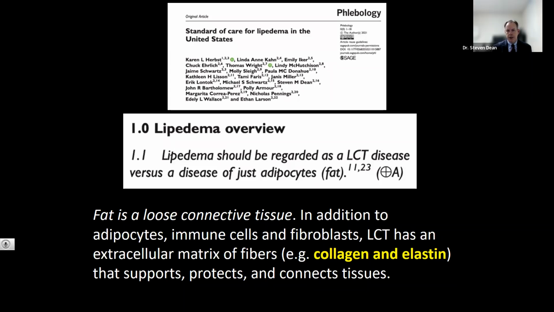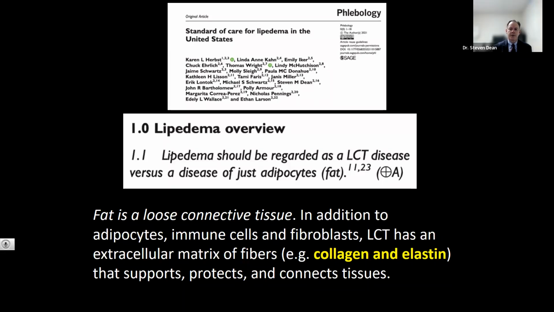Lipedema should be regarded as a loose connective tissue disease versus a disease of just adipocytes. Again, lipedema, it's a loose connective tissue disease. Keep in mind that fat is a loose connective tissue. In addition to adipocytes, immune cells, and fibroblasts, loose connective tissue has an extracellular matrix composed of collagen and elastin, which supports, protects, and connects tissues.